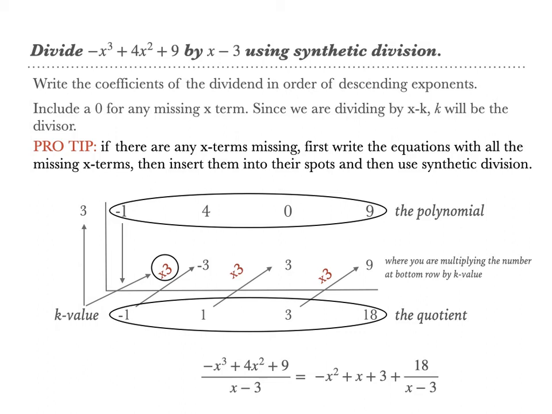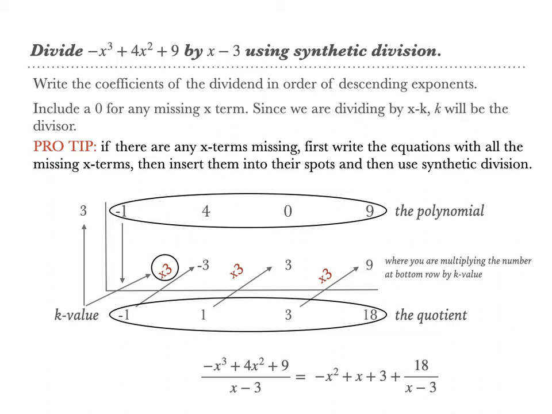So let's say if the last number was 0, it would actually be a factor of the polynomial, which we will go over in the next video, and that would mean that there would be no remainder. So if it was not 18 and instead it was 0, it would be negative x to the power of 2 plus x plus 3.